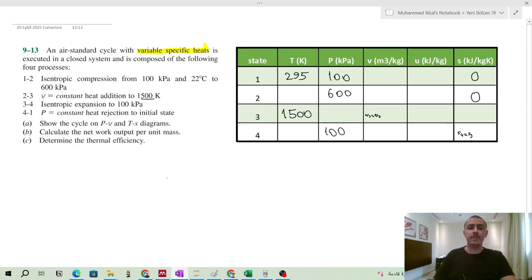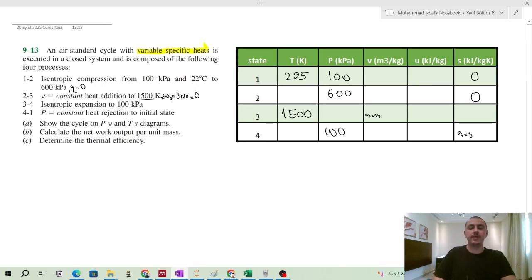So let's put some other information for the processes. We can just directly insert them. For example, isentropic means Q is 0. So from 1 to 2, Q is equal to 0. I know this because isentropic means adiabatic and reversible, so no heat transfer. Here, constant volume heat addition. Constant volume means W is equal to P delta V if P is constant, or the integral of P dV. There is no change in volume, so this is 0. There is no work from 2 to 3.